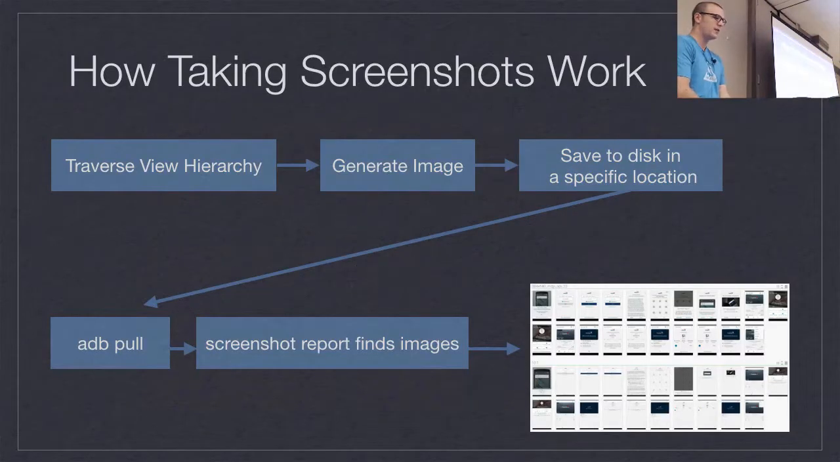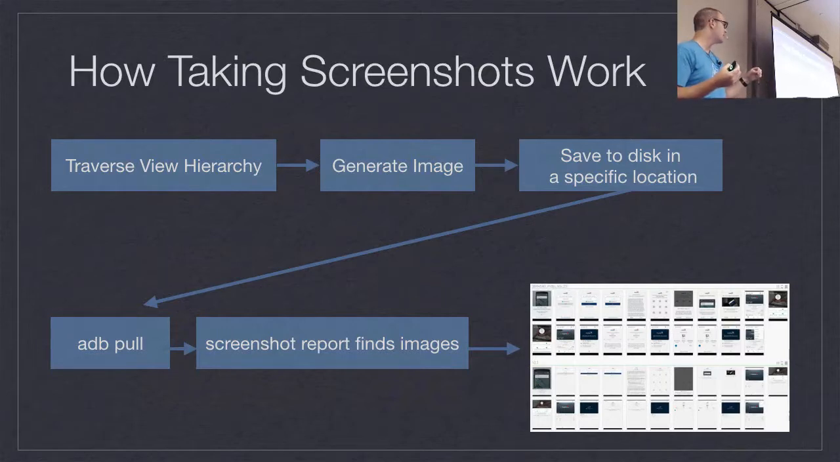So this is the process of how screenshots actually work. First you traverse the view hierarchy, and that's usually done with a library like Spoon or Falcon or UI Automator. And then that's saved to a specific location on the device. It's actually saved to the SD card or the internal storage of that Android device.